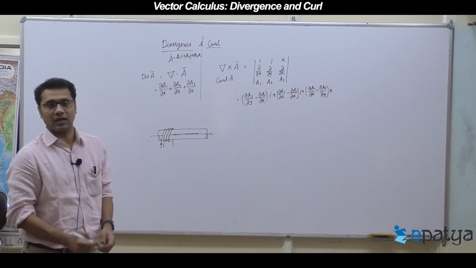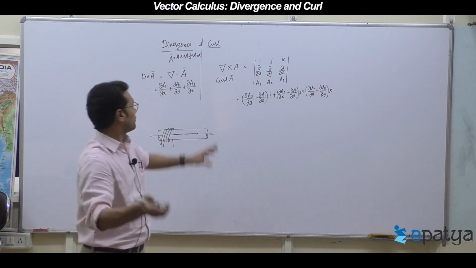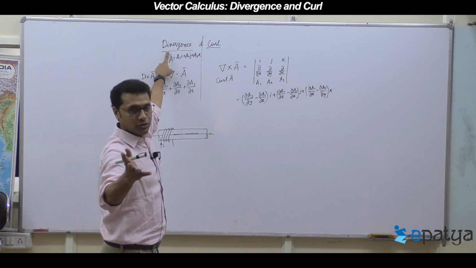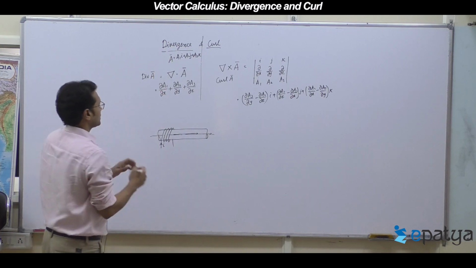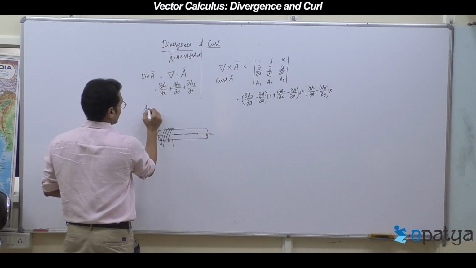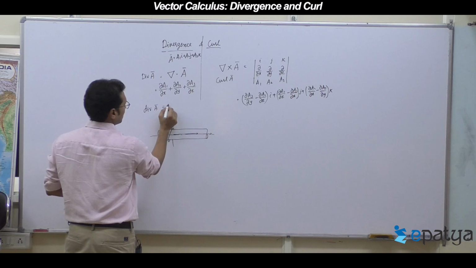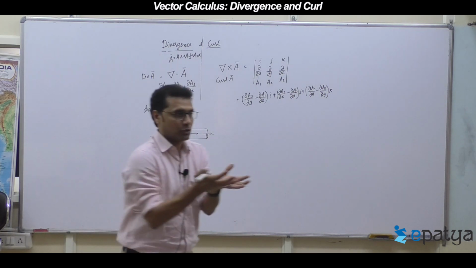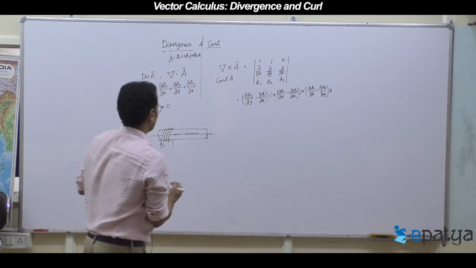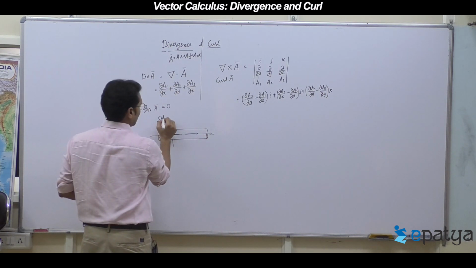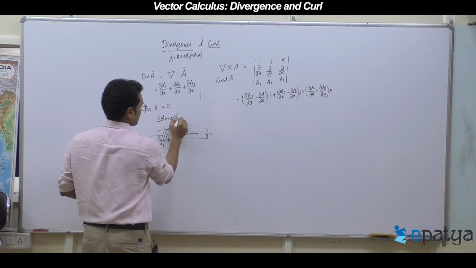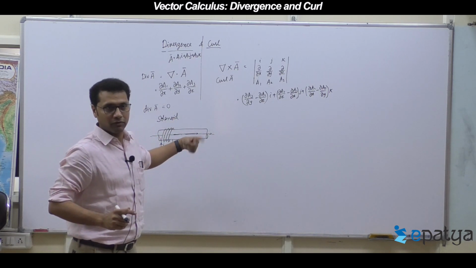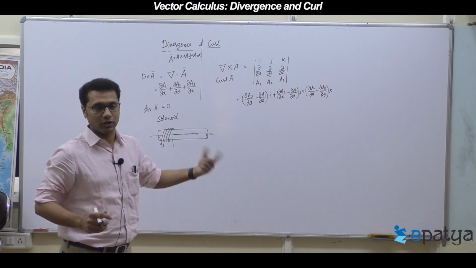It converges along the axis. That means the divergence is zero. There is no divergence for that. Whenever the divergence of A bar equals 0, we have some kind of convergence into one axis, which is also called solenoidal. In fact, this is called a solenoid. The winding of the wire on that cylinder, we call it a solenoid.